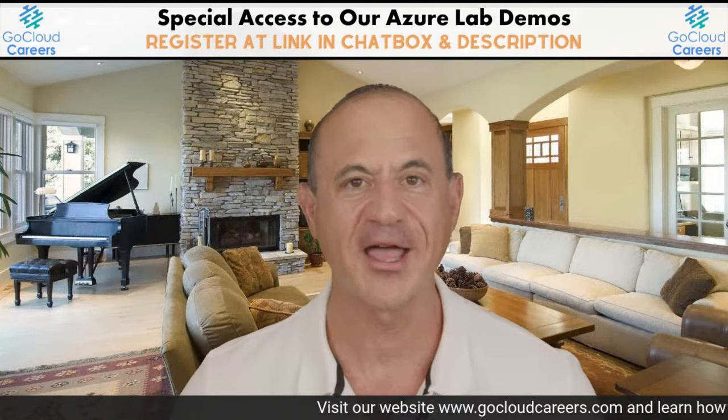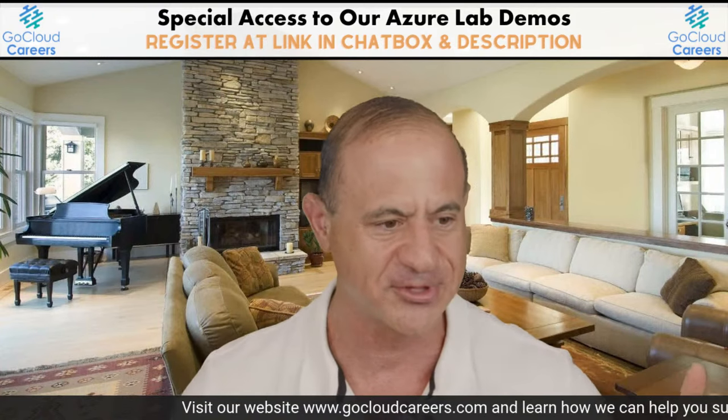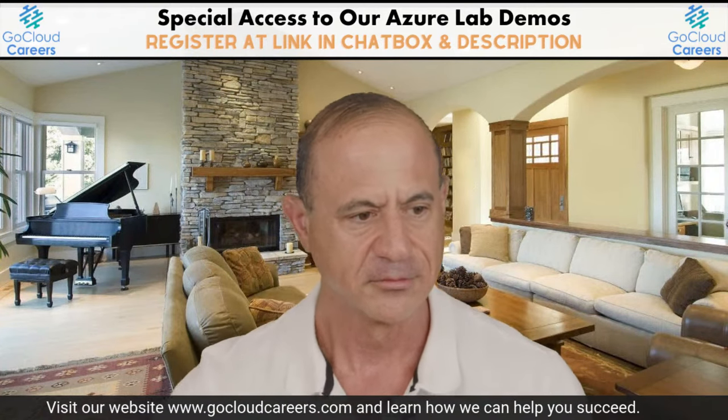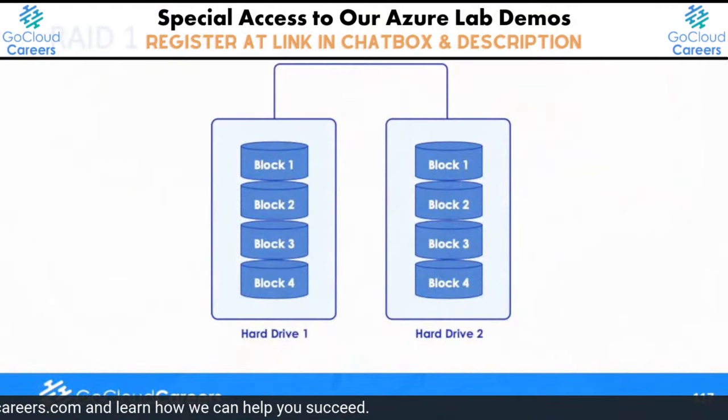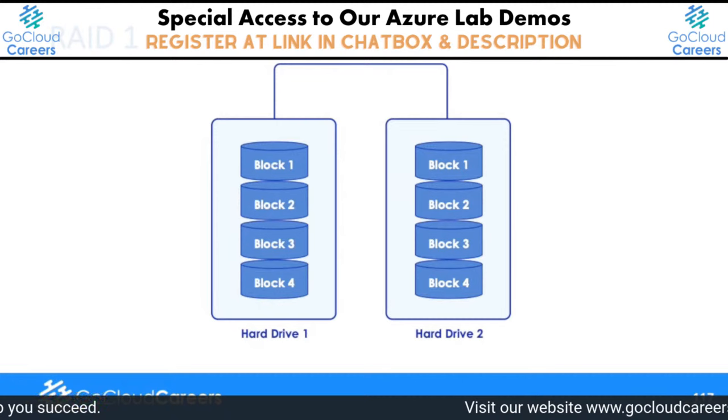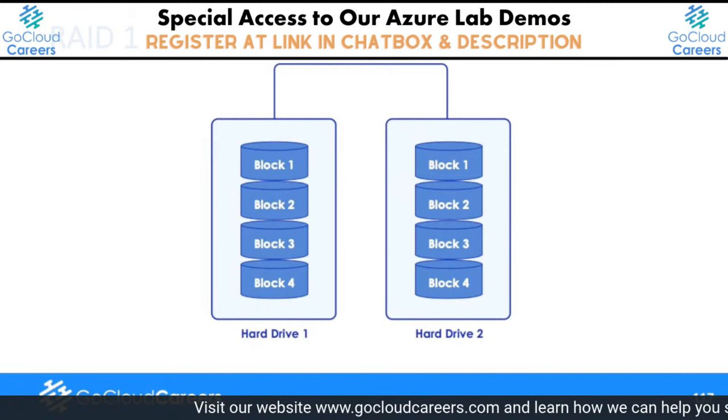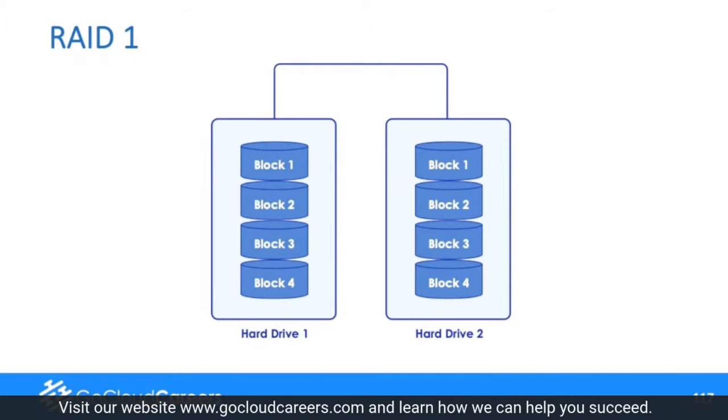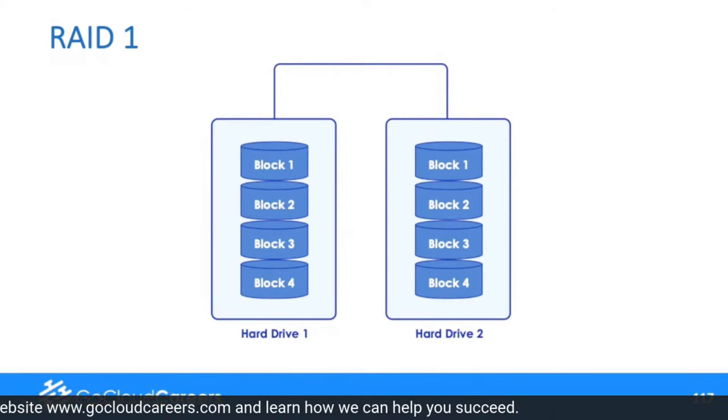So what's the downside? No speed enhancements. Anybody else see another downside? Guess what? Now I need two sets of storage, which cost twice as much. Twice as much. So let's think about this. This is what it's like. We copy everything from hard drive one to hard drive one and hard drive two to hard drive two and hard drive three to hard drive three and hard drive four to hard drive four. Maximum perfect storage, but no speed.